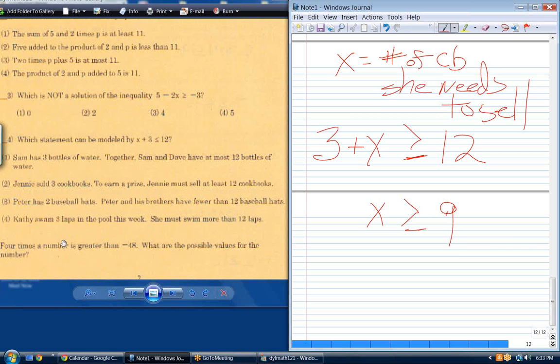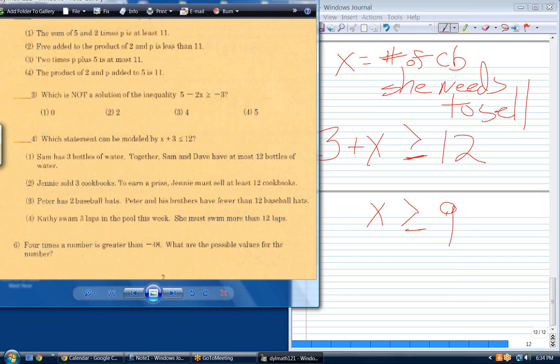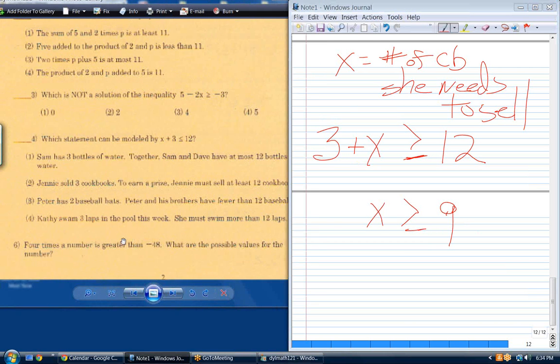Let's look at 4. Kathy swam 3 laps in the pool this week. She must swim more than 12 laps. That's kind of similar to 2. It doesn't really present us with a variable. Let's skip that. Okay. So let's look at number 6.